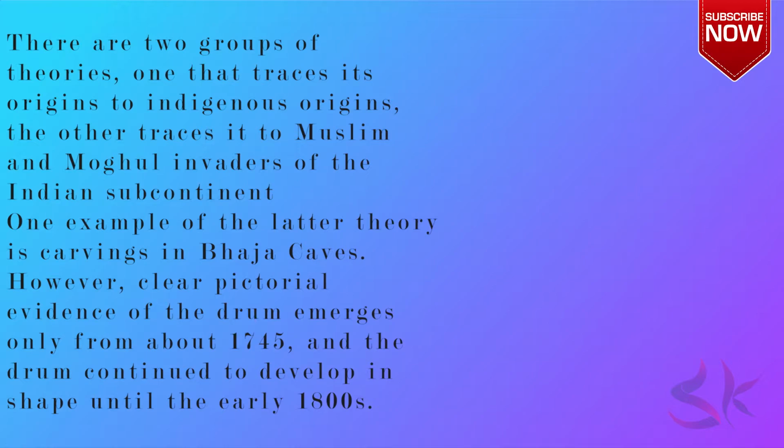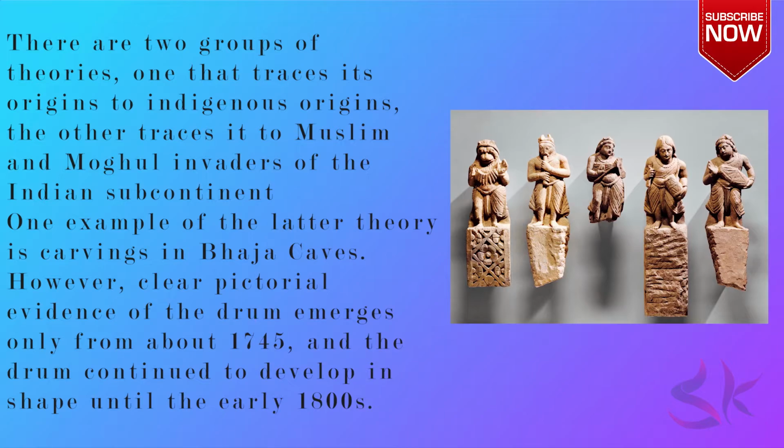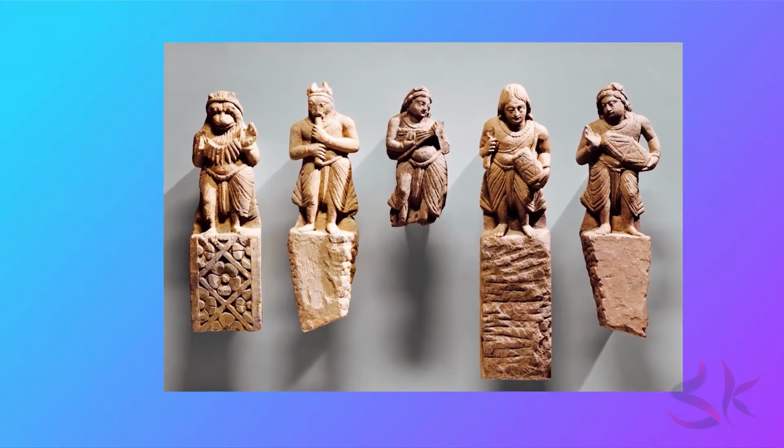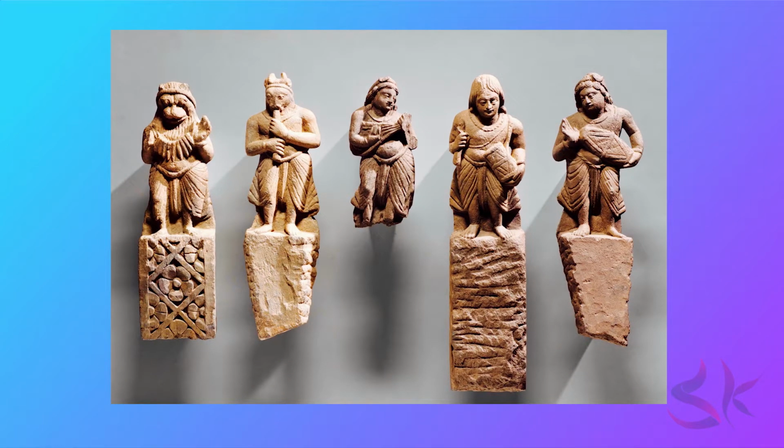There are two groups of theories, one that traces its origin to indigenous origins and the other to the Muslim and Mughal invaders of the Indian subcontinent. One example of the latter theory is carvings in Bhaja cave. However, clear pictorial evidence of the drum emerges only from about 1745 and the drum continued to develop in shape until the early 1800s. In this picture, you will find the 5 Gandharvas or celestial musicians from the 4th and 5th century CE, among which 2 of them are playing drums.